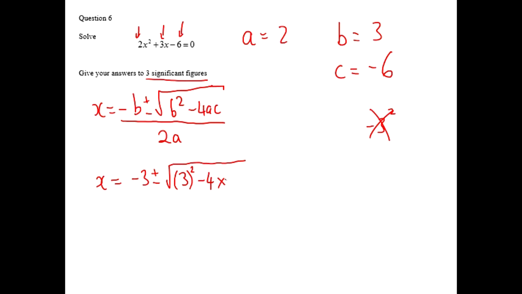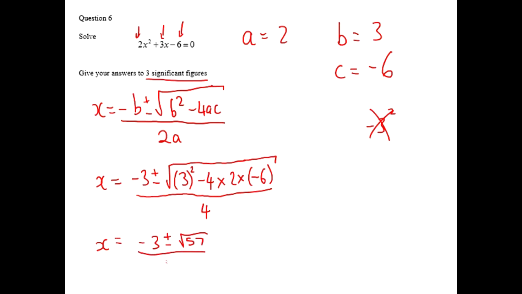Subtract 4 times a, which is 2, times c, which is negative 6, and again, since it's a negative number, I'm going to put it in brackets. All divided by 2a, and a is 2, so that will be 4. What I then do, and this is a good exam skill, is just work out what this number in the square root is. So if you type in 3 squared minus 4 times 2 times negative 6 into a calculator, you'll get 57. So we can write this now as negative 3 plus or minus root 57 over 4.